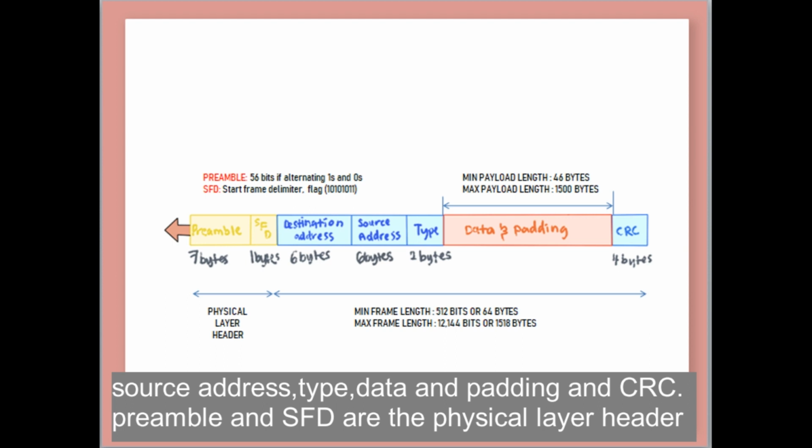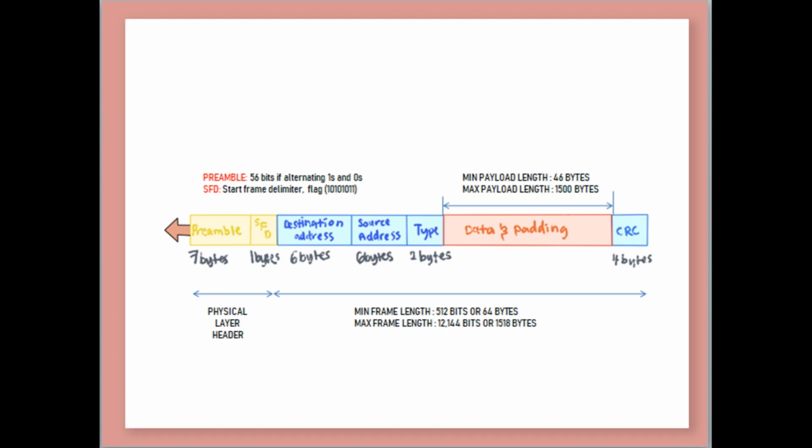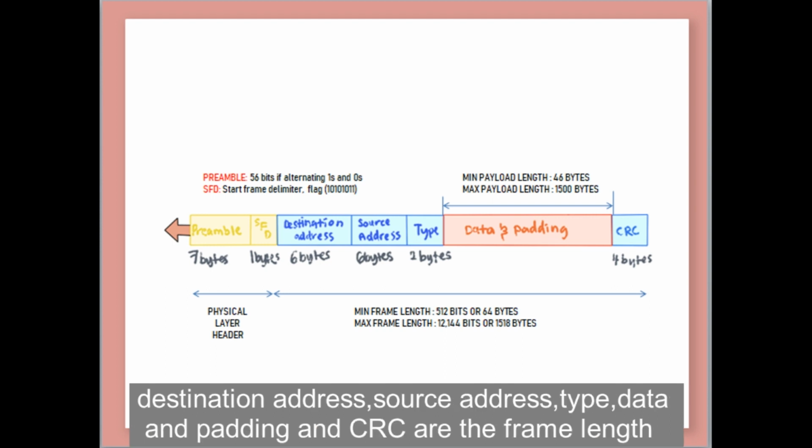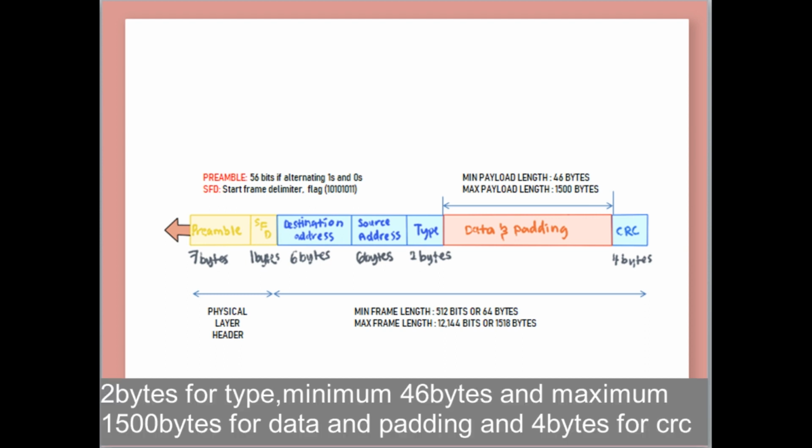Preamble and SFD are the physical layer header. Preamble contains 7 bytes while SFD contains 1 byte. Destination address, source address, type, data, and padding and CRC form the frame, which has a length of 64 bytes minimum: 6 bytes for destination address, 6 bytes for source address, 2 bytes for type, minimum 46 bytes and maximum 1500 bytes for data and padding, and 4 bytes for CRC.